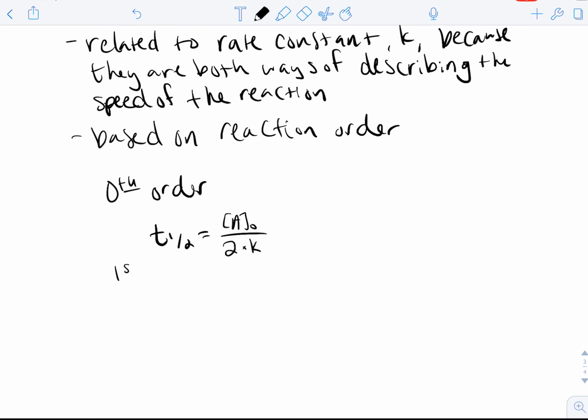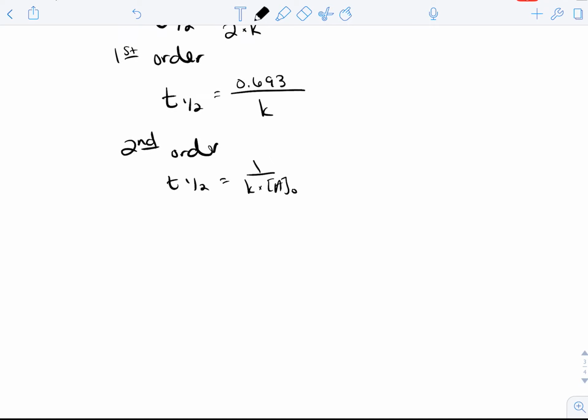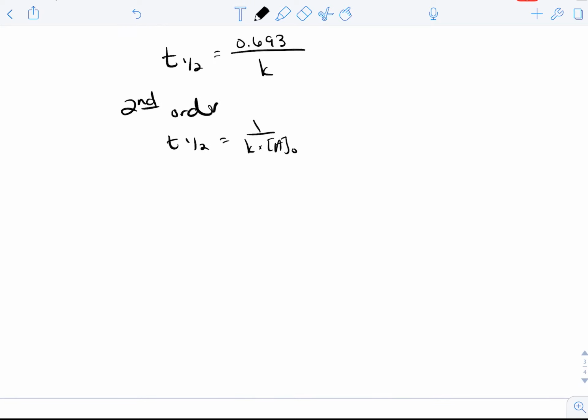If we have a 1st order, our half-life equation, T1/2, is equal to 0.693 divided by K. The math for these are done on the PowerPoint if you want to look at them. And then our second order process, T1/2, is equal to 1 over our rate constant K times our initial concentration A naught. Okay, so a nice easy way to relate the two.